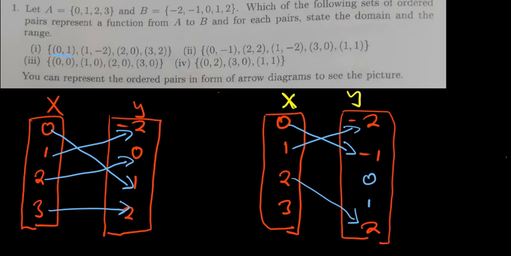And the 3 goes to 0. At the same time, 1 goes to 1 as well. Okay, so 1 goes to 1. This is what I was telling you. Before I explain if this is a function or not, let's first do this.